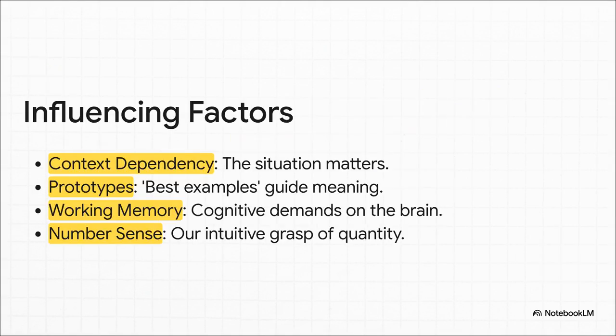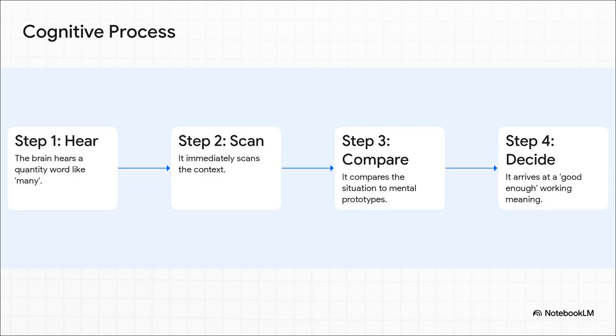And what's wild is just how much is happening under the hood. To understand a word like many, your brain is juggling the immediate context. Are we talking about a cookie or a kitchen? It's comparing that to these mental best examples you have stored away. And it's even tapping into this deep intuitive number sense that we all have. So in just a fraction of a second, the process looks something like this.